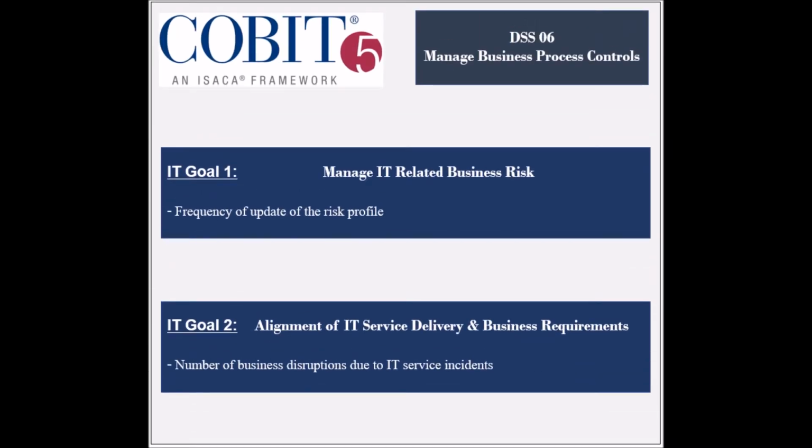The process supports the achievement of two IT-related goals. The first supported goal is to manage the IT-related business risk. Its achievement is measured by the % of critical business processes covered by risk assessments, and by the frequency of update of the risk profile. The second supported goal is to ensure that the delivery of IT services is aligned with business requirements. Its achievement is measured by the number of business disruptions due to IT service incidents, and by the user satisfaction level with the quality of IT service delivery.